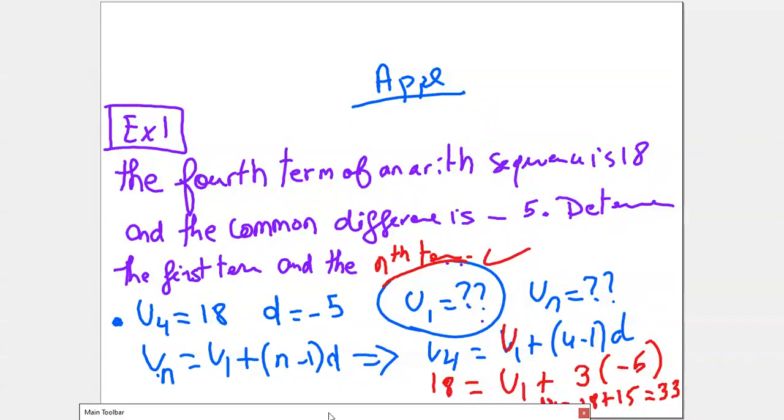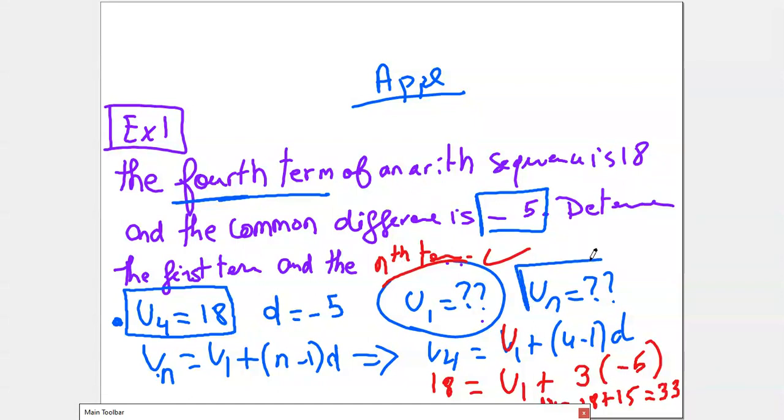Let's do an application, as I said. The fourth term of an arithmetic sequence is 18. When I see the fourth term, it means u4. So this is the first information: u4 is 18. And the common difference is minus 5, it means d is equal to minus 5. Determine the first term, it means I need to find u1. And the nth term, it means I need to find un. So I have two objectives in this question.